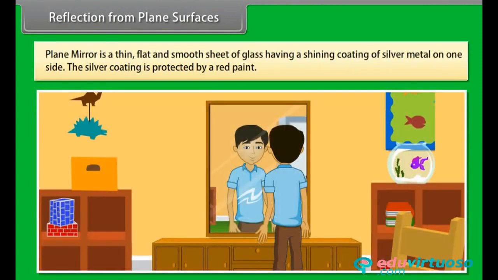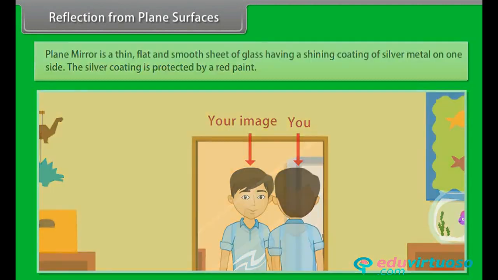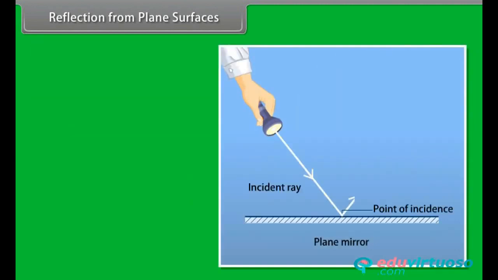Plane mirror is a thin, flat, and smooth sheet of glass having a shining coating of silver metal on one side. The silver coating is protected by a red paint. The meanings of important terms are as follows to understand the figure.